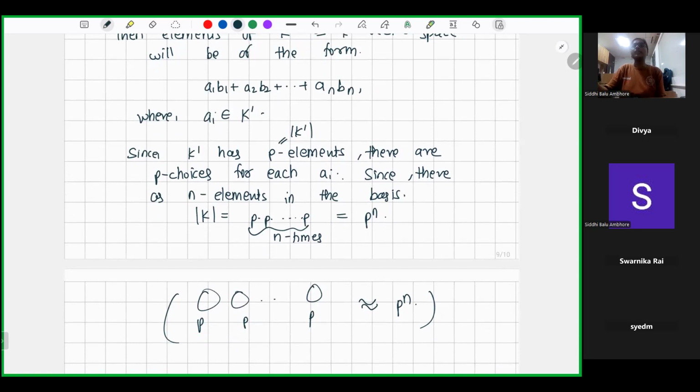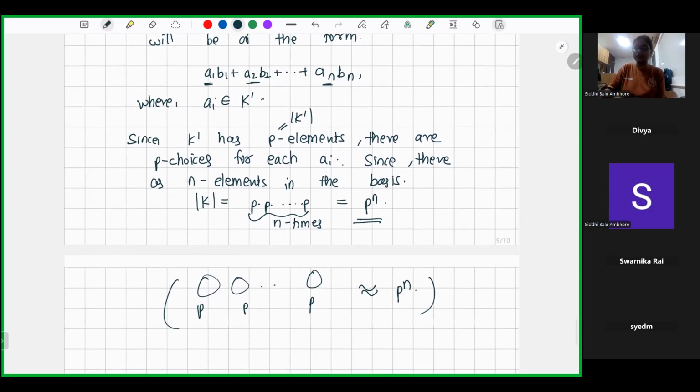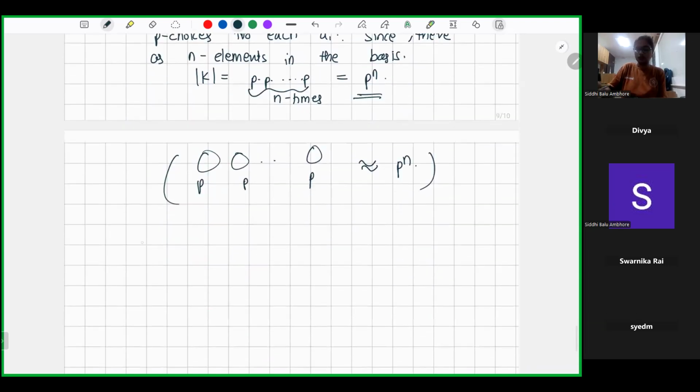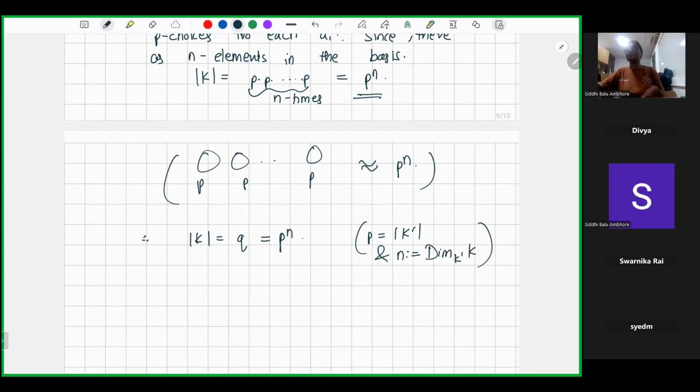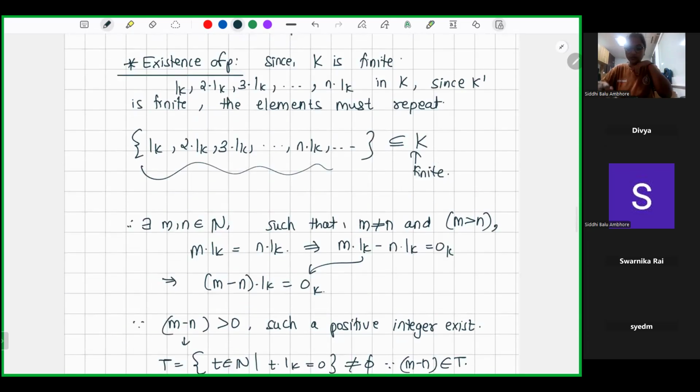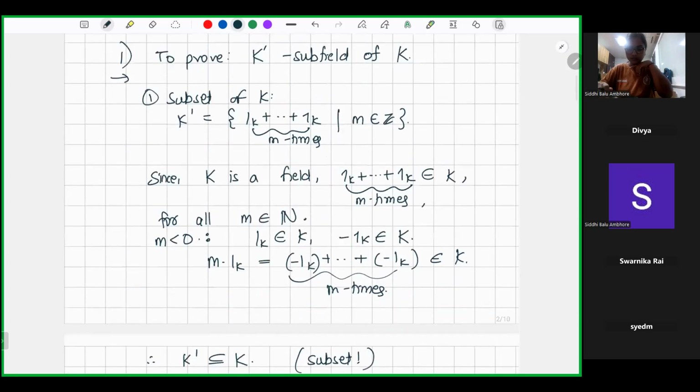So cardinality of K will be the choices of these AIs here. How many possible choices of this KI here? And that is P power N. So therefore, cardinality of K, which was Q, is actually P power N, where this P is cardinality of K dash, and this N is precisely the dimension of K as a K dash vector space. And that's what we wanted to prove here, if you remember.